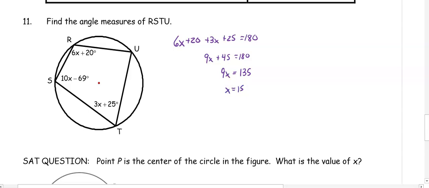So now that I know x is 15, we can substitute: 6 times 15 plus 20 gets us 110 degrees. 3 times 15 plus 25 is 70 degrees. We can also see that those two numbers together add to 180, so we know we did the problem correctly. Then to solve for y, or S and U, we would do 10 times 15 minus 69, which gets us 81 degrees. And we know that U has to be supplementary to S, so we're going to do 180 minus 81 degrees, and that gets us 99 degrees.